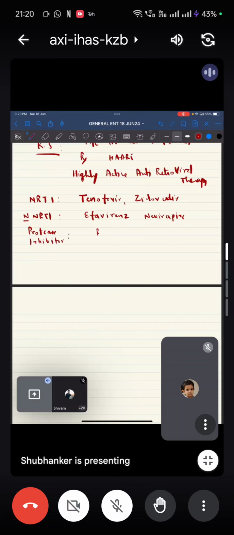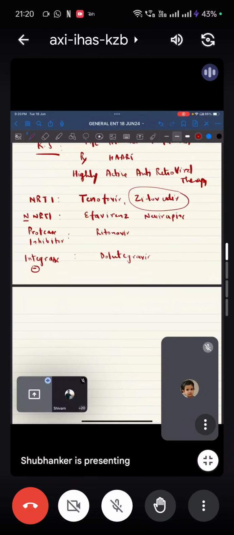So examples of protease inhibitor, the most commonly used is ritonavir, and recently they have introduced integrase inhibitor also. So this can be asked also. They can give you an image of an example, zidovudine. Okay, I'm just giving you an example. They can give you an image of zidovudine, and they will ask you.